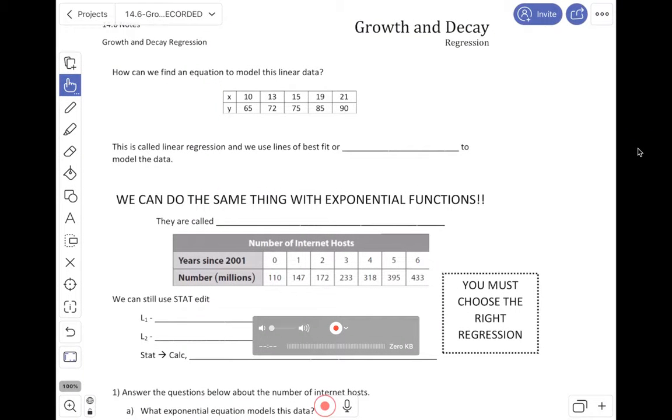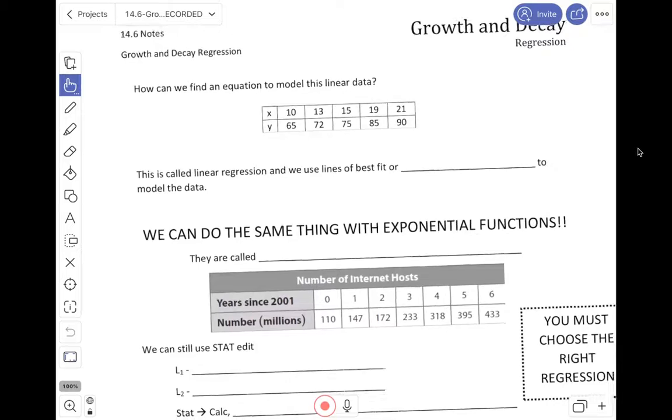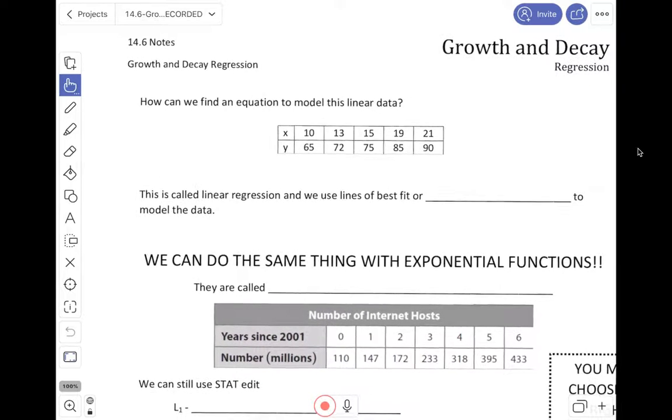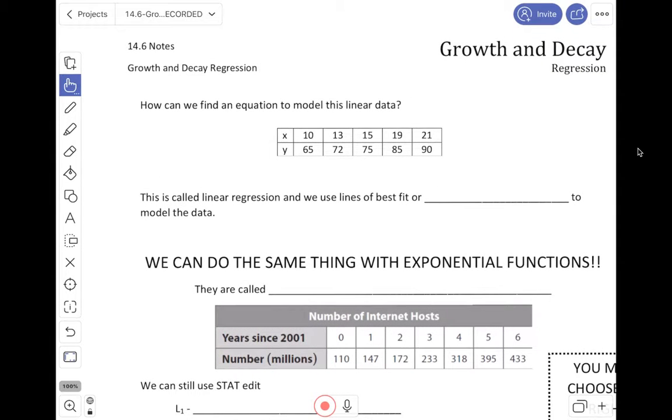Hey guys, we're moving on to 14.6, which is exponential growth and decay using regression. Now, if you look at this first example on our notes, it says, how do we find the equation to model this linear data? Well, we know how to do linear data all the time. And we talked about this when we had trend lines. We have to take all of the data that they give us and we put it into our calculator.